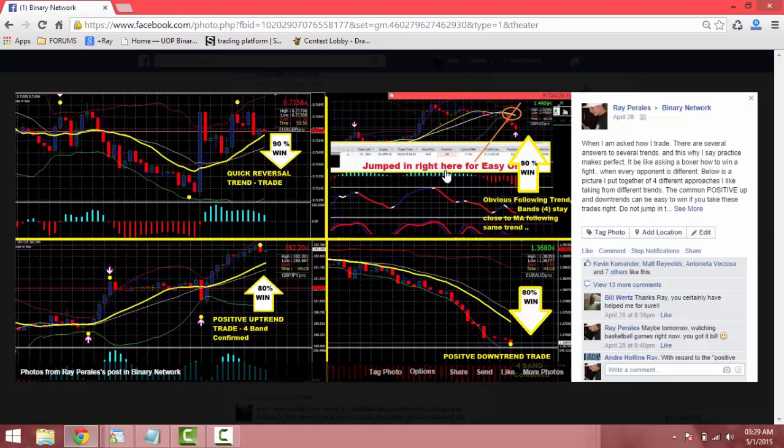Now we're going to jump to the right. This kind of trade right here is called the obvious following trend. Okay, this is what I call it. Like I said, it could be called different kinds of things. The obvious following trend, that's what I call it. And the reason why I call it this is because if you're running the same kind of setup as we are, and like I said, check out the links below.